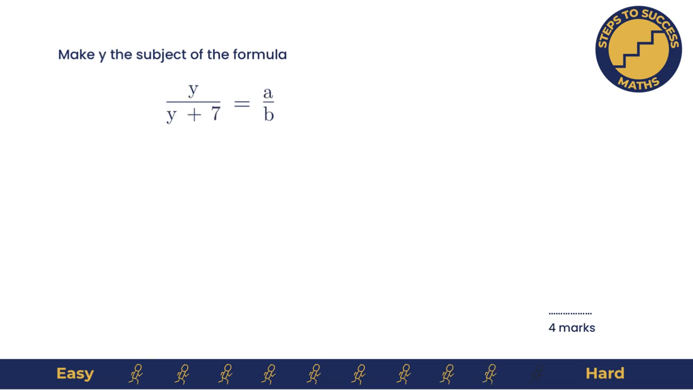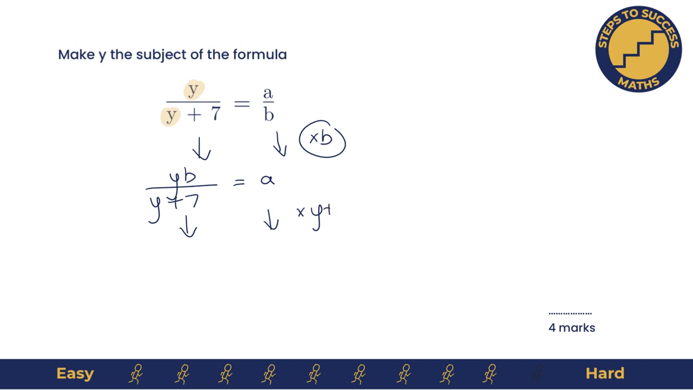Make y the subject of the formula. Let's find y. It's here and here. So we don't want to see the fractions. So we're going to do it in 2 stages. First of all, we're going to times both sides by b. So that's going to be yb all divided by y plus 7 is equal to a. The b's have cancelled out. Now we're going to times by y plus 7, use a bracket.